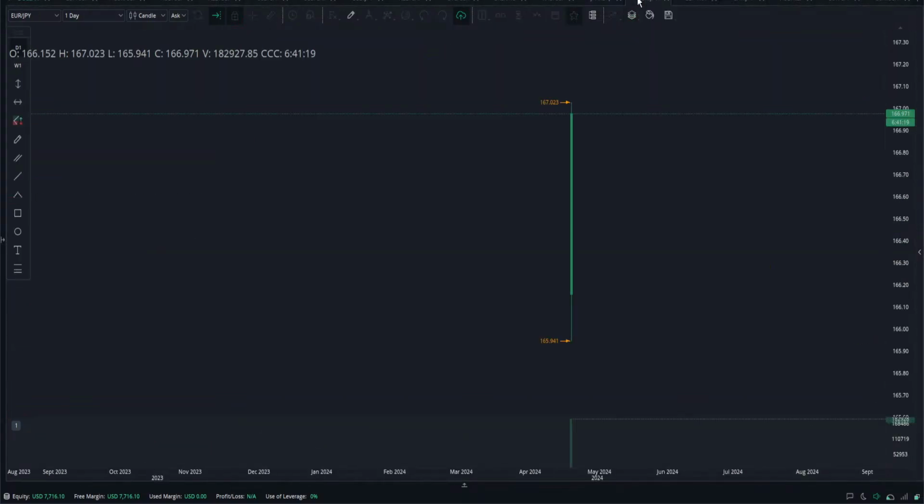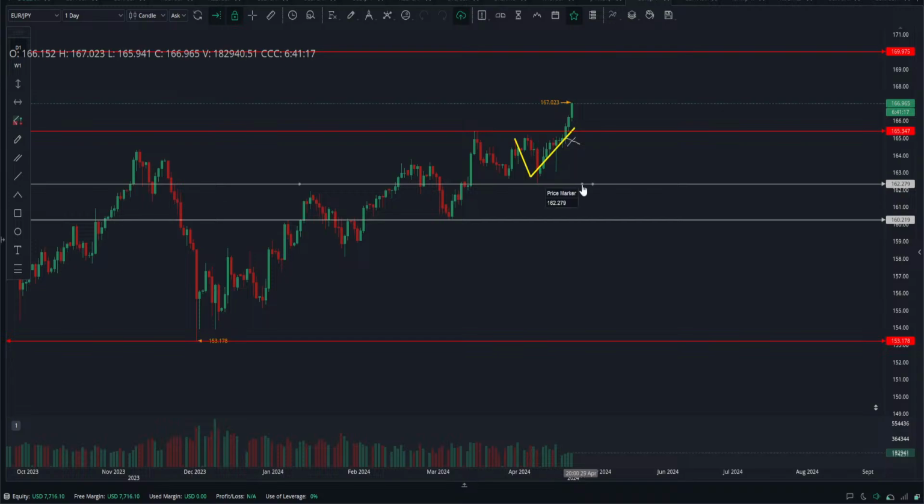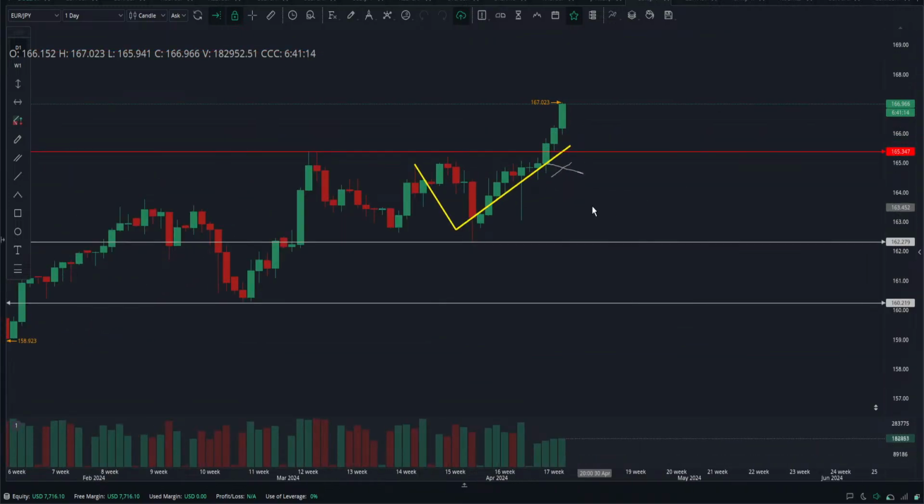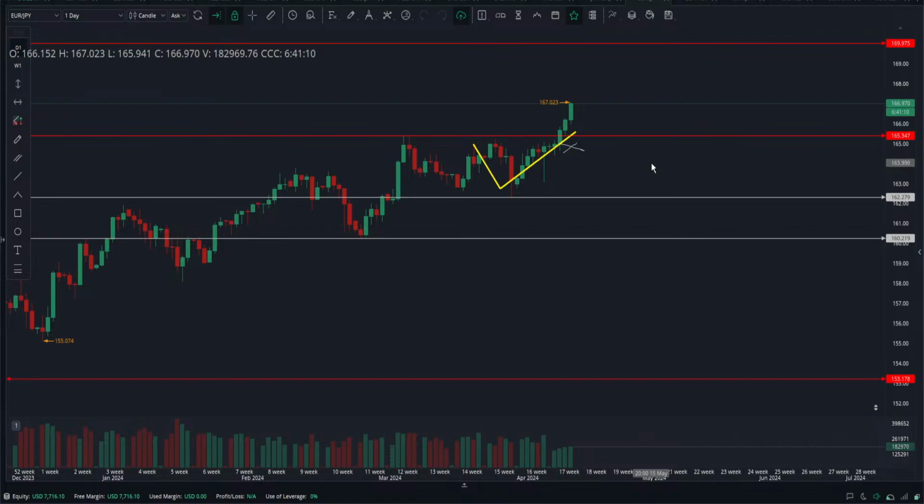Euro JPY up candle yesterday, and then I said that yes, there is a retest of that level. Now I expect the higher prices. Now what are the higher prices? 169.97 is what I'm expecting for this to reach. On the downside, expect 165.34 to act as a support.